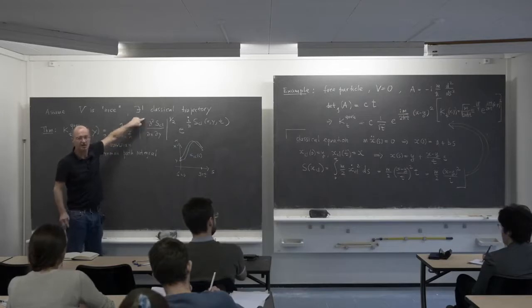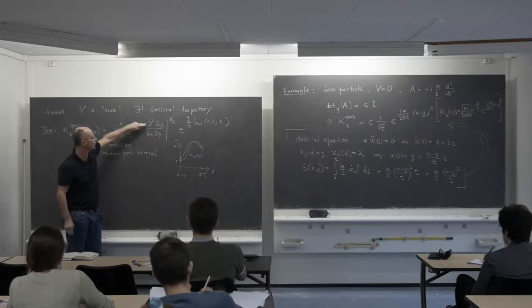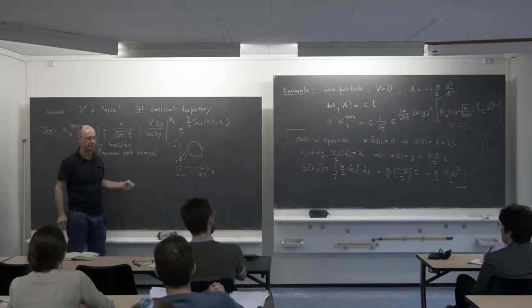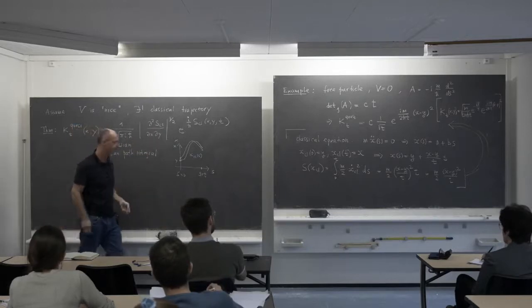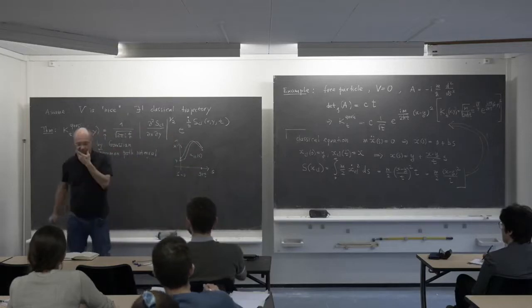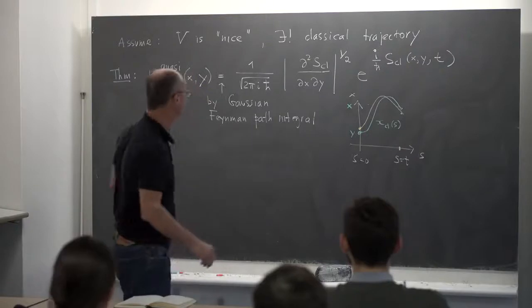I claim that this prefactor is the second derivative. So this zeta regularized determinant is actually 1 over the second derivative of the classical action over x and y. So that's a kind of interesting and highly non-trivial statement.